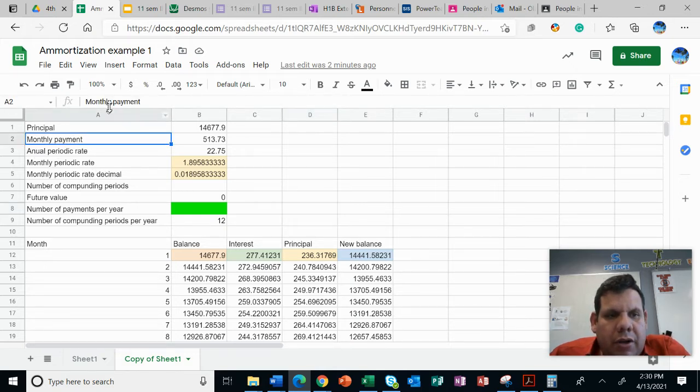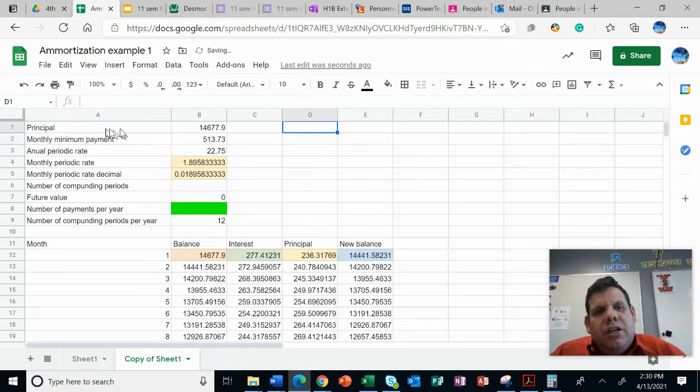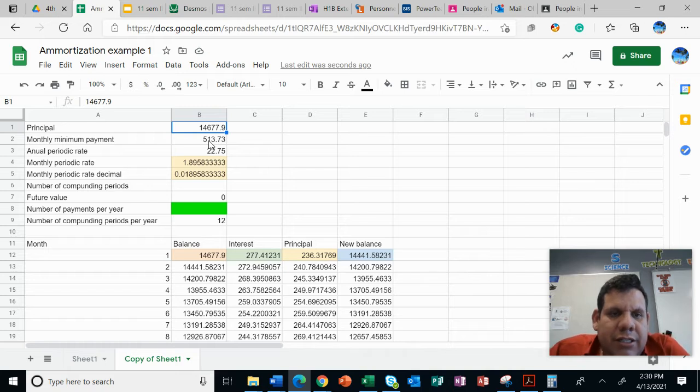So I will correct this. It is monthly minimum payment. Okay. So we started with a principal, which is our debt of $14,677.90. Okay, the bank is telling us that if we just pay the minimum payment, we're going to need a lot of time, many months to complete that.